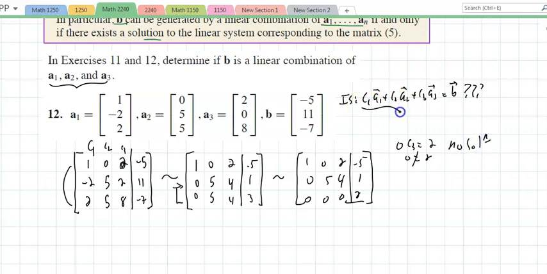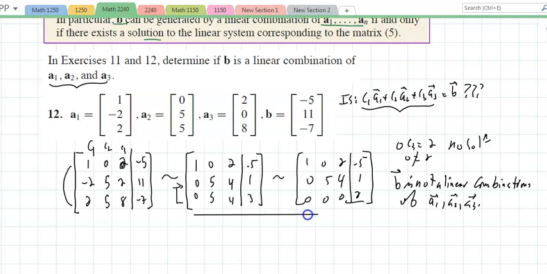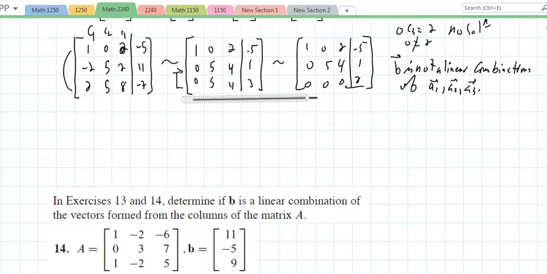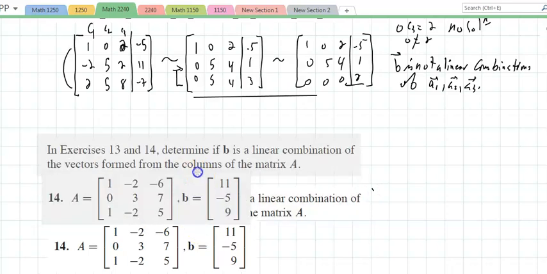If there's no solution, that means this right here cannot happen. Are we getting this? So if there's no solution, we say B is not a linear combination of A1, A2, and A3. And that's really how it works. So this is the nicest way of figuring things out. It's a bit long. We're going to learn a few tricks to do that differently.